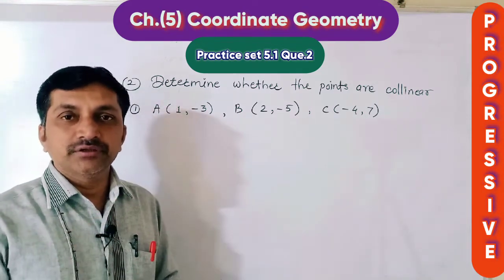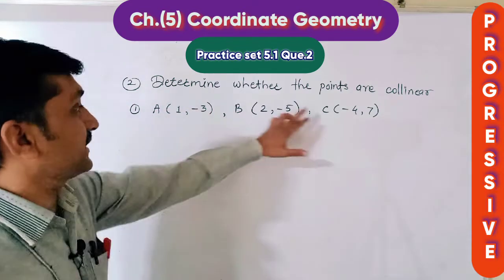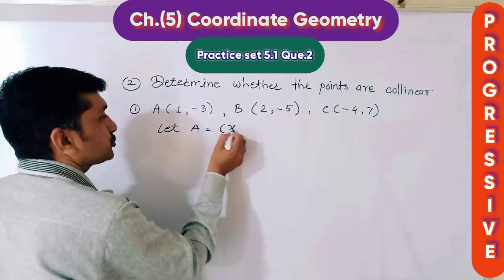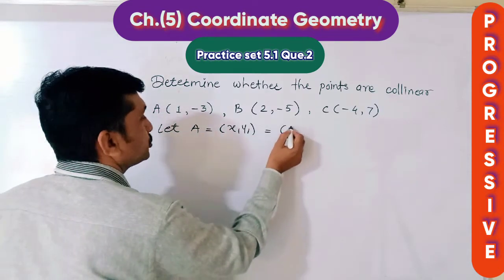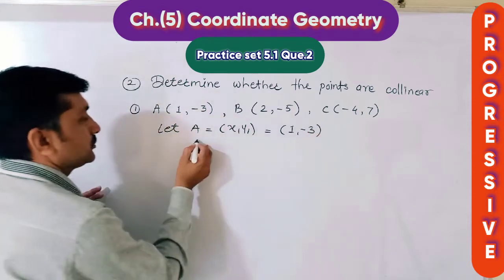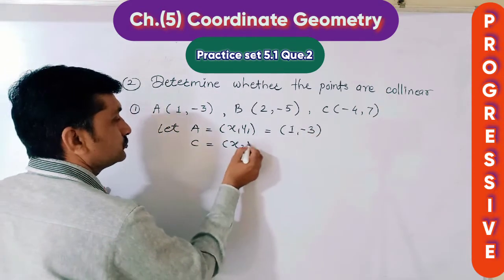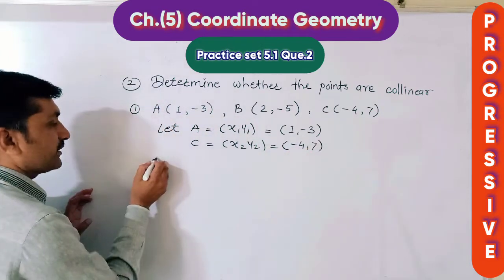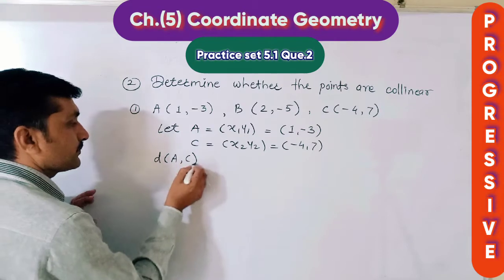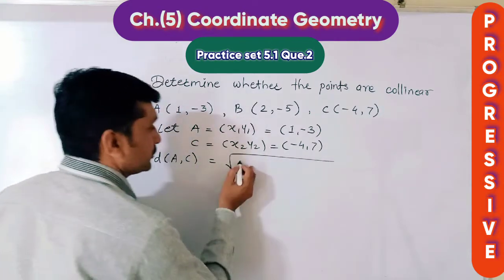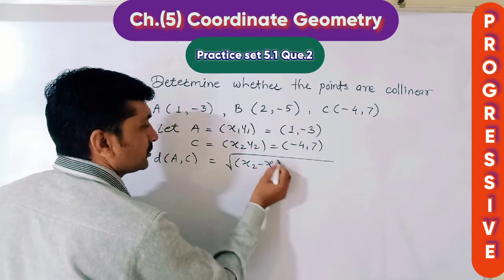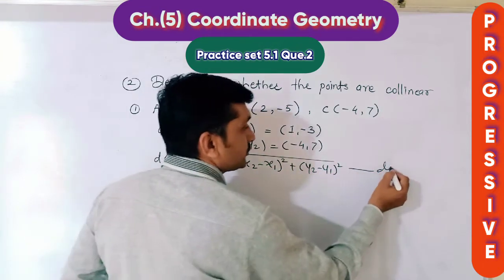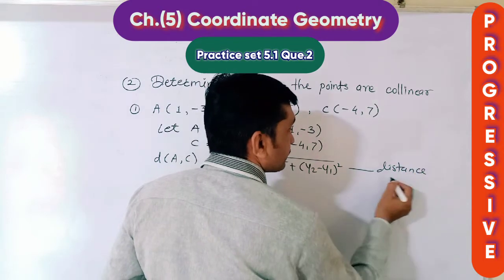Now we got distance AB and distance BC. Now find distance AC. Let A be x1, y1, which is 1, minus 3. C is x2, y2. Coordinates are minus 4, 7. And let's find distance AC, which is equal to the distance formula, x2 minus x1 bracket square plus y2 minus y1 bracket square. Here is the distance formula.